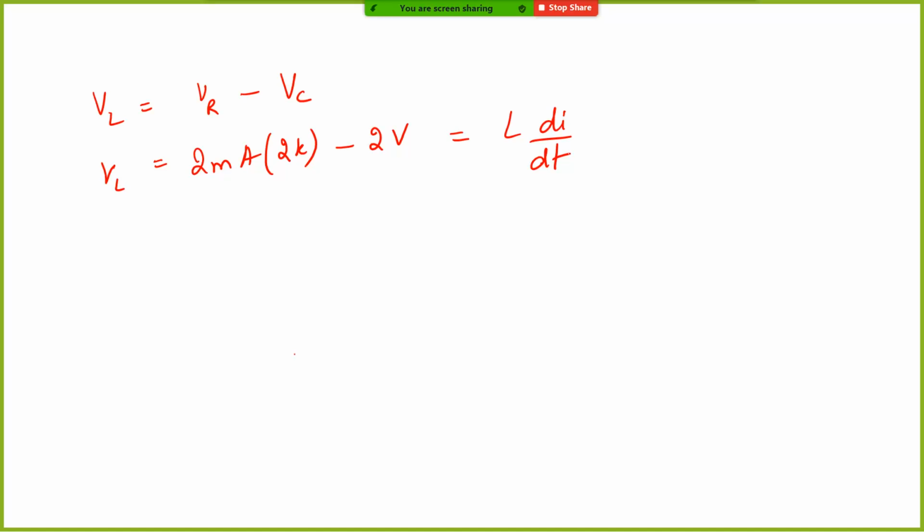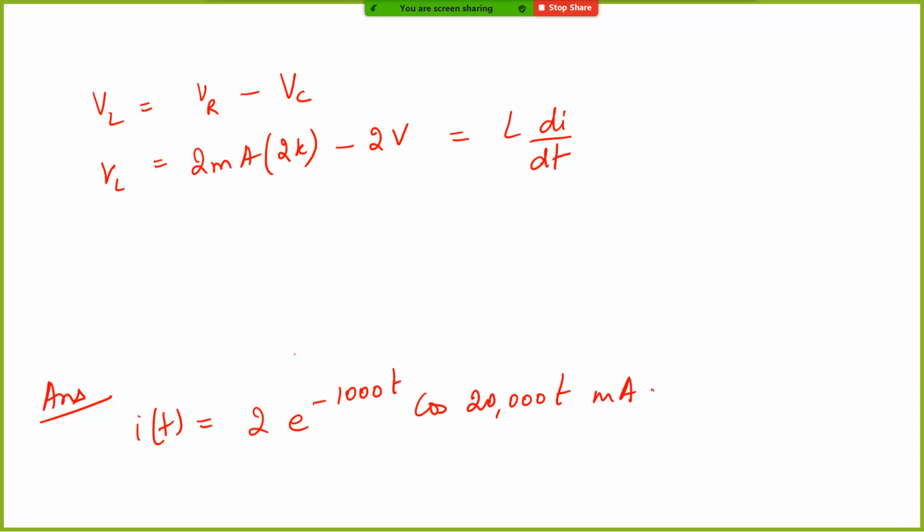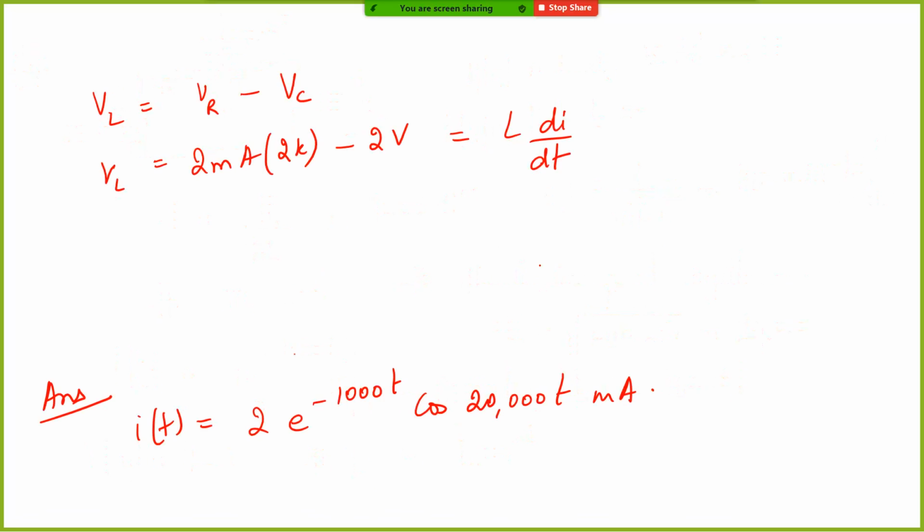Okay. So I'll just give you the answer. The answer turns out that B2 is 0, but please work it out. So final I of t becomes 2 e to the power of minus 1000 t cos 20,000 t milliamps. Okay, but just verify it. I mean, do the entire thing. Let me also give you another question. Okay. So probably this is problem number 4 for today.